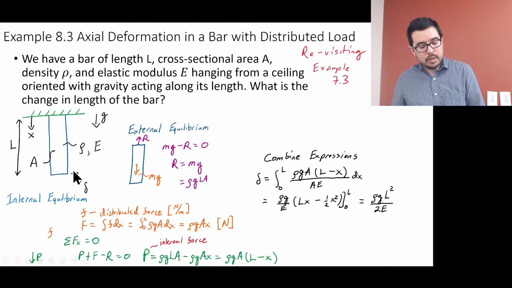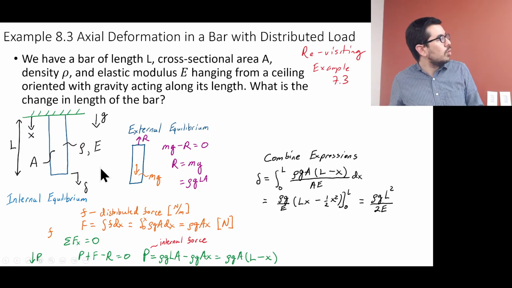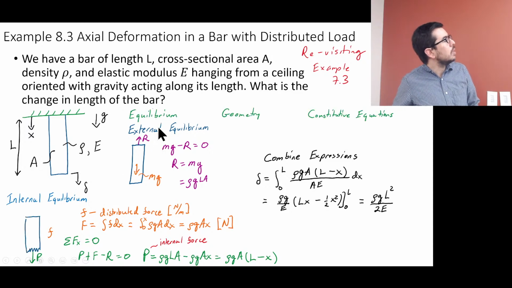We have a bar. It's hanging maybe from a ceiling. It has cross-sectional area A, density rho, elastic modulus E, and we have gravity acting on its length. So this is revisiting what we discussed last time in Column 3. This is the whole layout: rho, E, A, and here's the displacement at the end. Okay, so this is partially done.